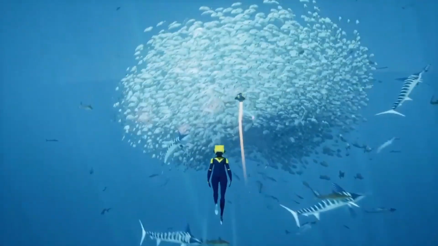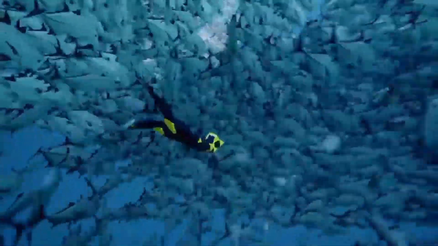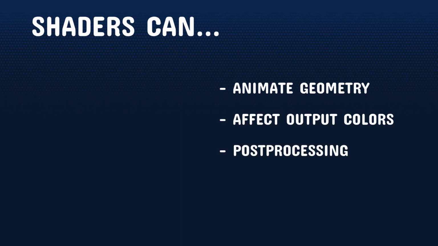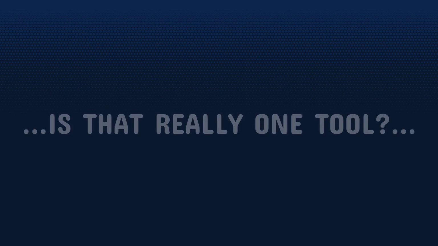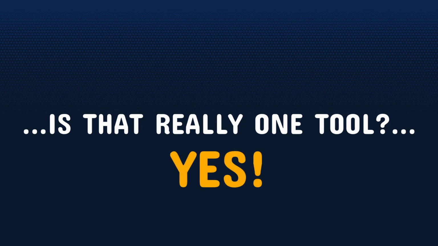In a previous video, I've shown you several usages of shaders. If you haven't seen that, go and check it out, because why learn what shaders are if you don't know what they can do? Long story short, shaders can animate geometry, they can affect the output colors, and are also the key component of post-processing. Seeing all of that, you might think, that's a lot. Is that really one tool? And yeah, it is. While usages are very diverse, the core is extremely simple.